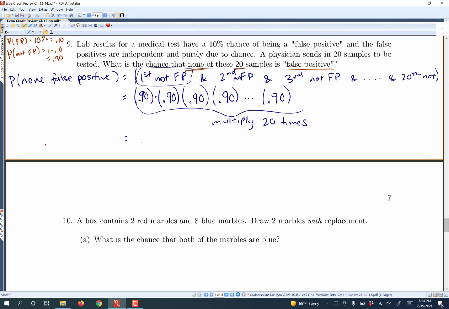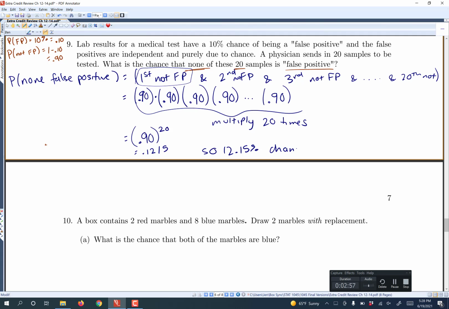And anytime you want to multiply something 20 times, you just raise it to the exponent of 20. That's what our exponents mean. That's why we first came up with them, to multiply something lots of times. So we'll do 0.90 to the 20th power, and it should give me 0.1215. So there's about a 12.15% chance that none out of 20 were false positives.